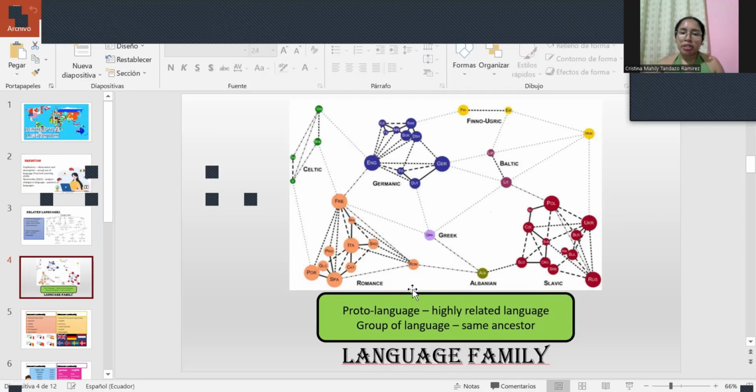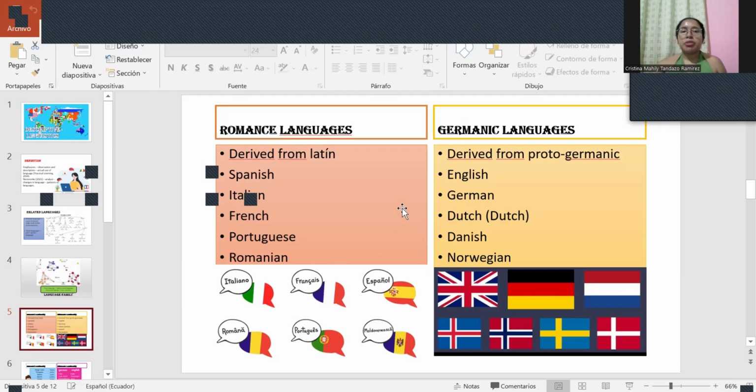And in the Romance family, for example, there is a group of different languages, but they have this link between them because they have a similar origin, or in this case, ancestor. For example, here, the languages of the Romance family have an origin in Vulgar Latin, for example, Spanish, Italian, French, Romanian. The Germanic languages have a Proto-Germanic origin, for example, English, German, Dutch.